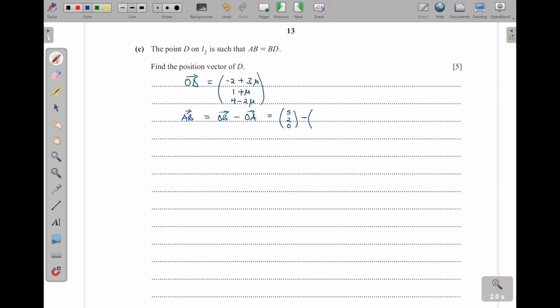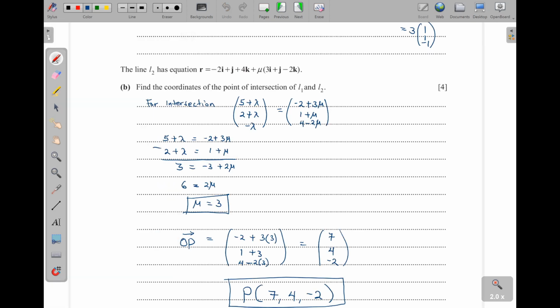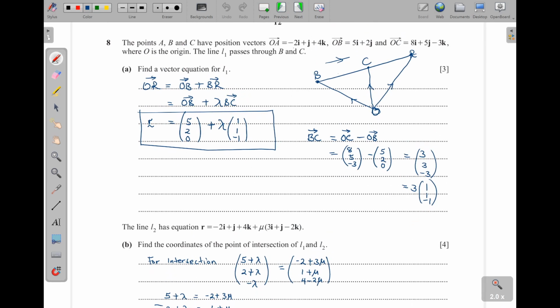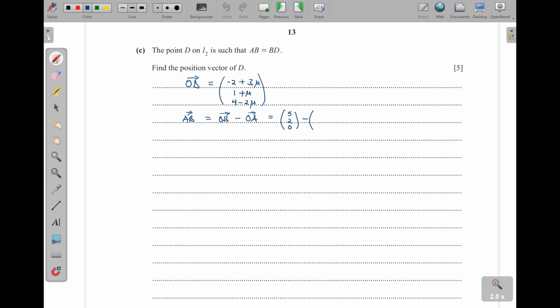What is our OA? So OA is here, -2, 1, 4. So this will be 5 minus -2, that will be a 7. Then 2 minus 1, that will be a 1. 0 minus 4, that will be a -4. Okay. Then we also need BD.